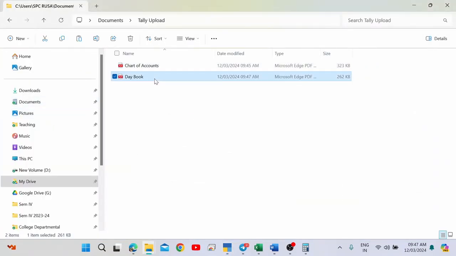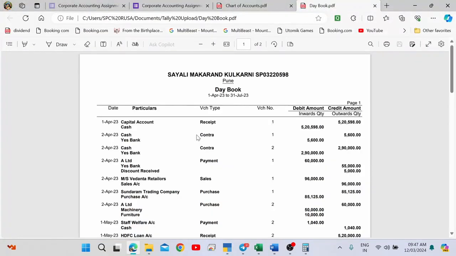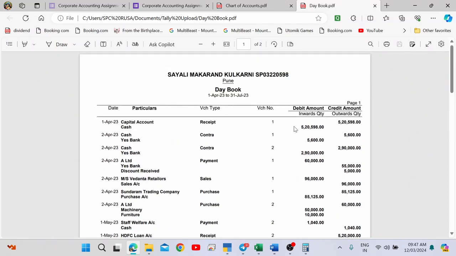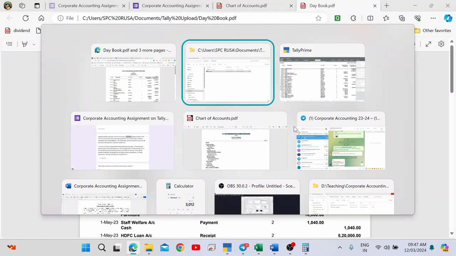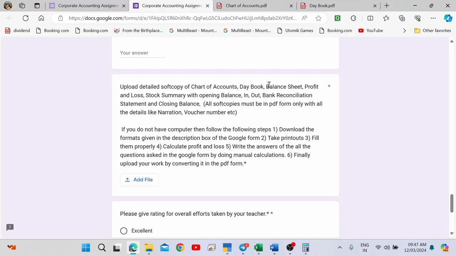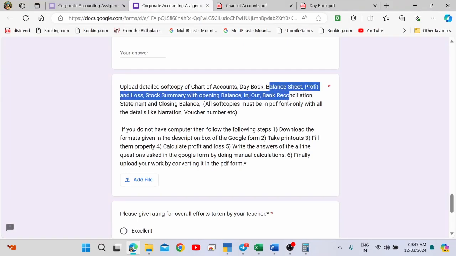Here we have got that output. I want this. If you have narration you will get it, otherwise in the detailed form like this you will get your day book. I want this copy. And then if you check the project again, they are asking for the balance sheet, profit and loss, stock summary with the opening balances, in and out, bank reconciliation statement and closing.